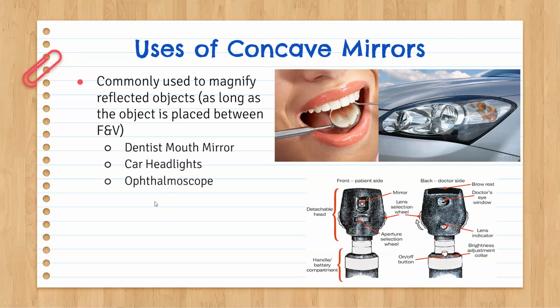An ophthalmoscope is a medical instrument that uses both lens and mirror, but the mirror plays the primary role of reflecting light towards the eye of the patient, enabling the doctor to view the internal structure of the eye. And flashlights, which function similarly to the headlights, wherein the concave mirror focuses the light from the light bulb outwards.